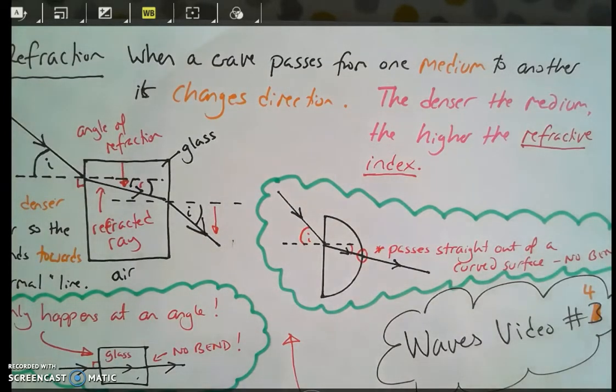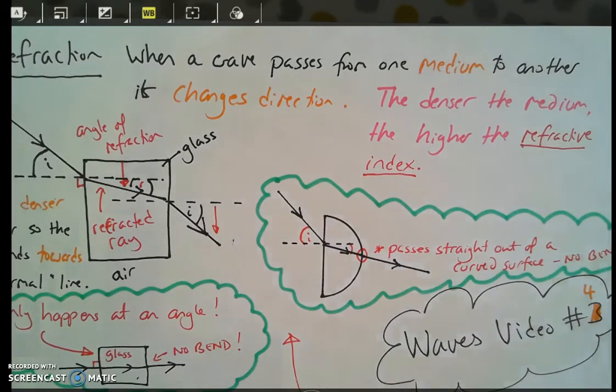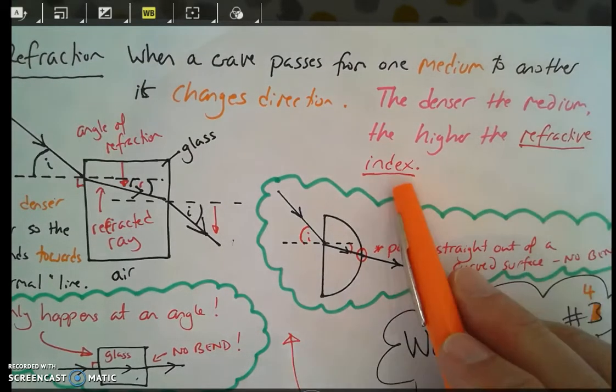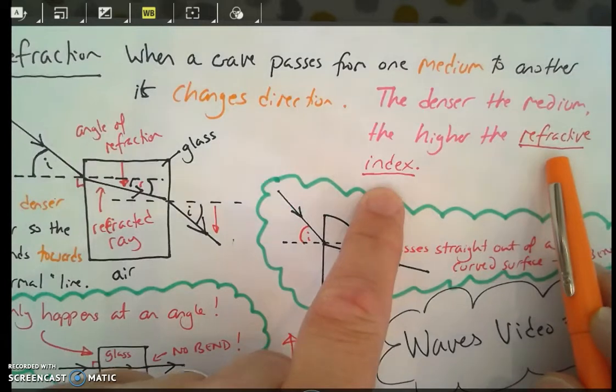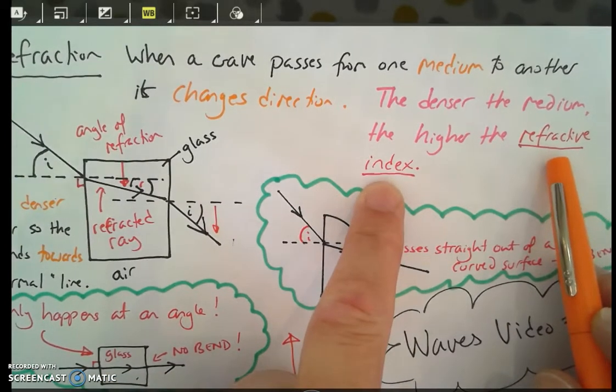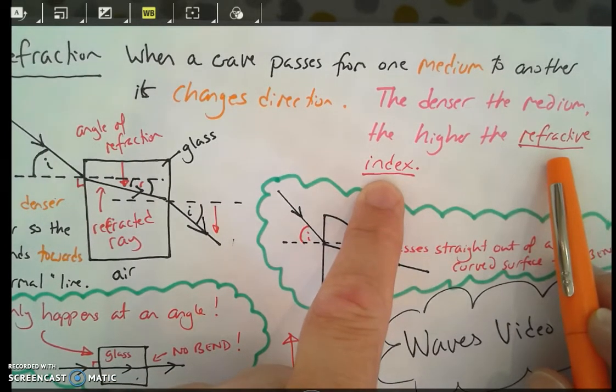The denser the medium that we're talking about, so glass is more dense than air. What I mean by that is that a cup full of air and a cup full of glass, well, the glass is going to weigh more because it's denser. The denser the medium, the higher the refractive index. All that means is how much it refracts or bends the light. So the denser the medium, the more it bends the light, but we call that having a higher refractive index.